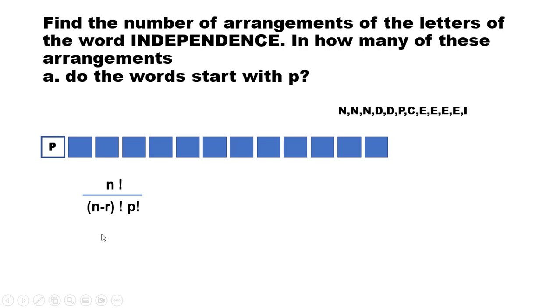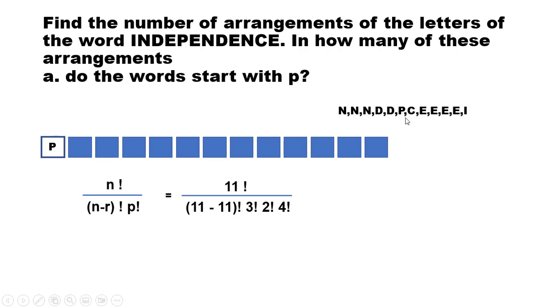So n factorial divided by n minus r factorial times p factorial. P is the one that will be used for denoting the duplicates. So in this case, n factorial is 11 because we are taking 11 of these at a time.